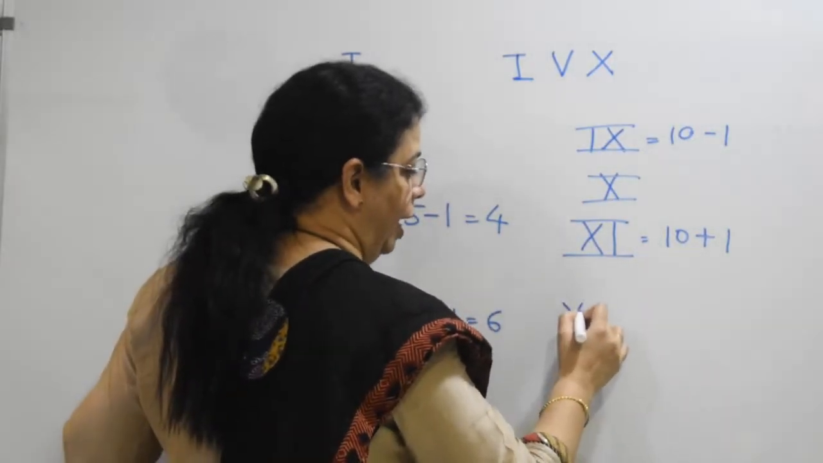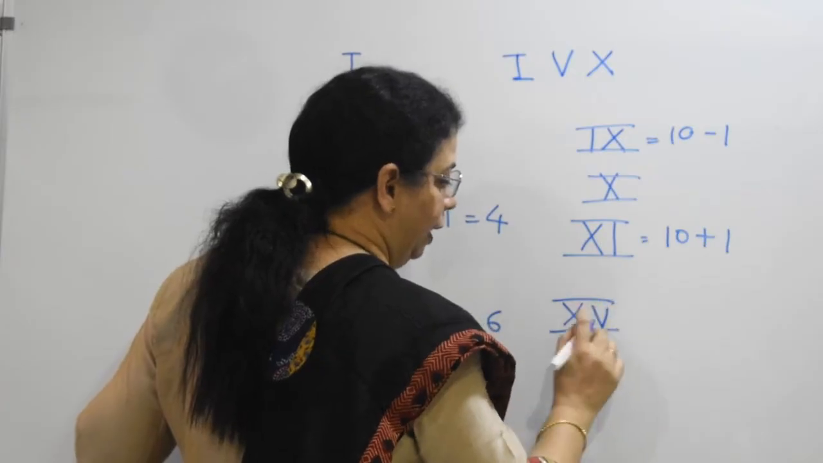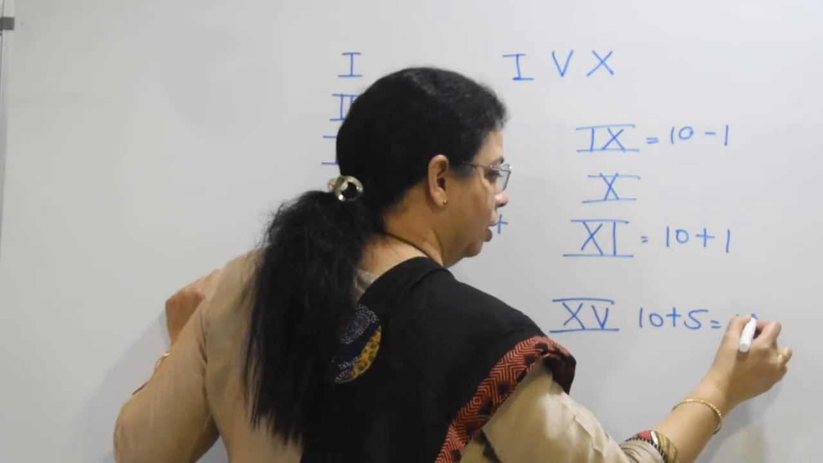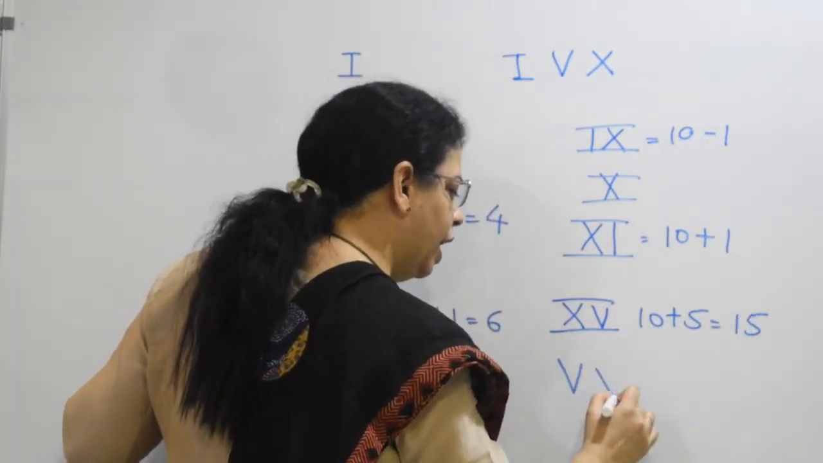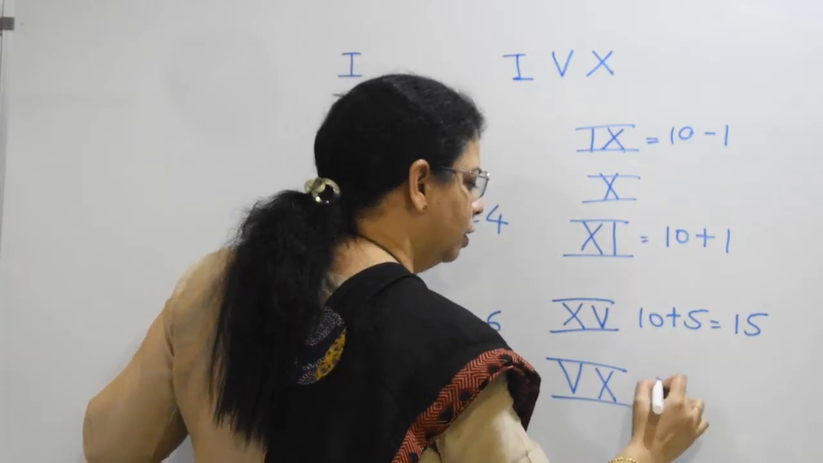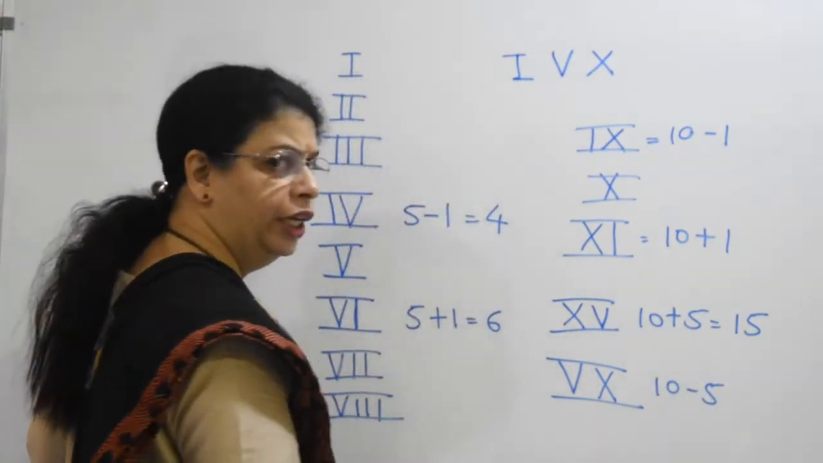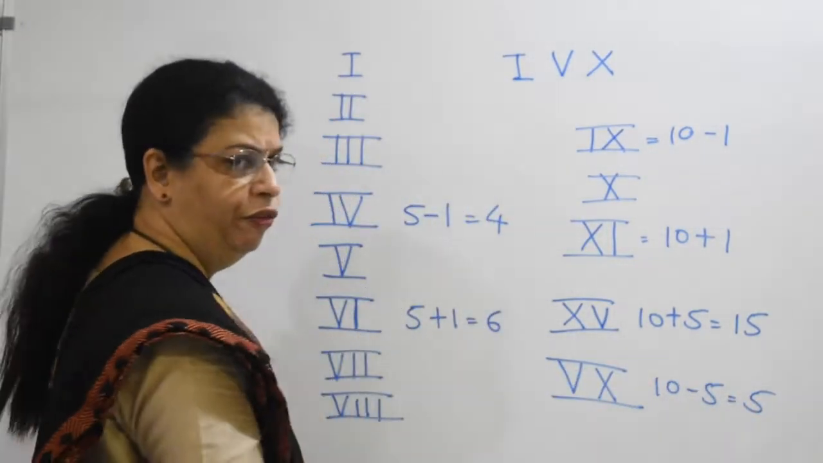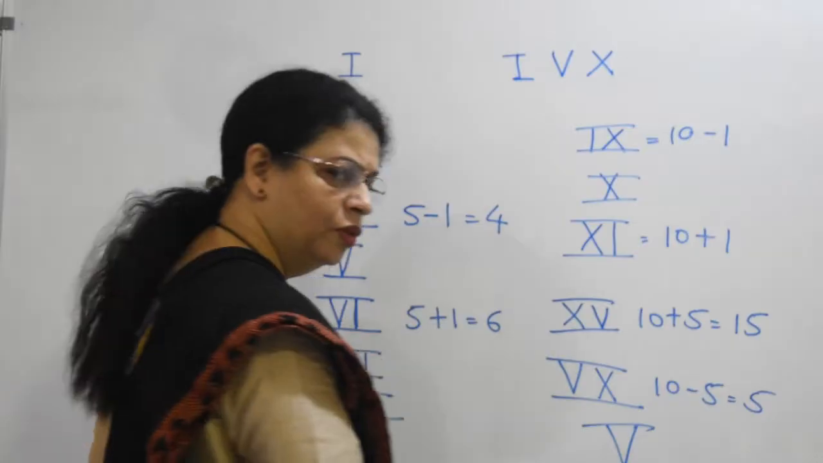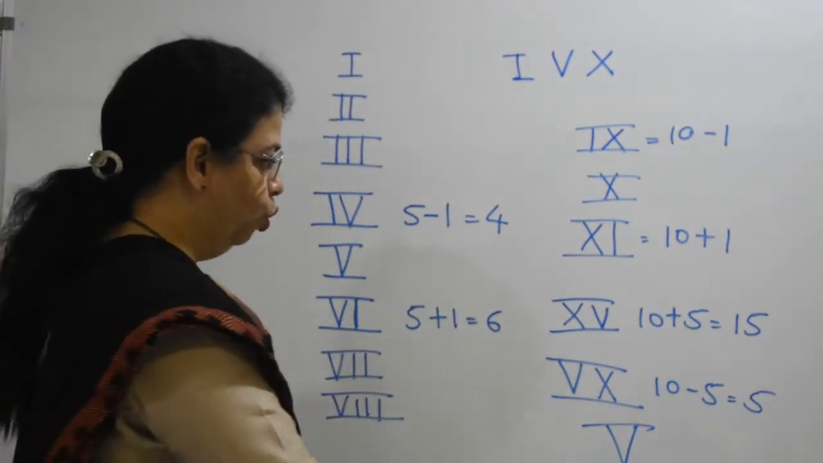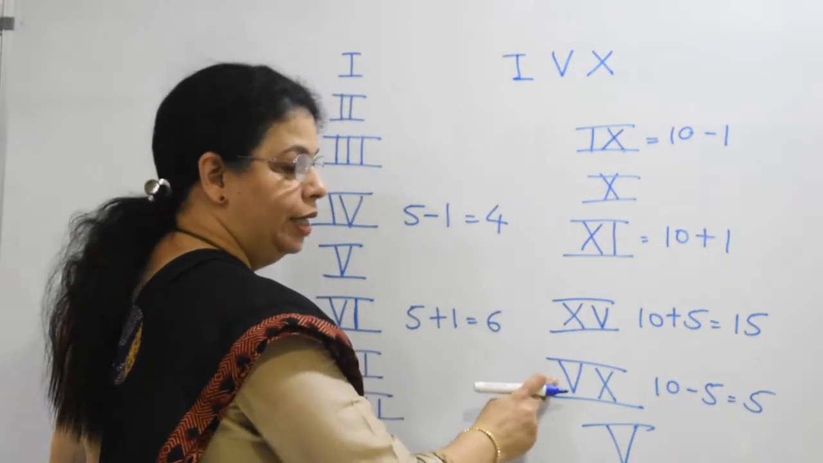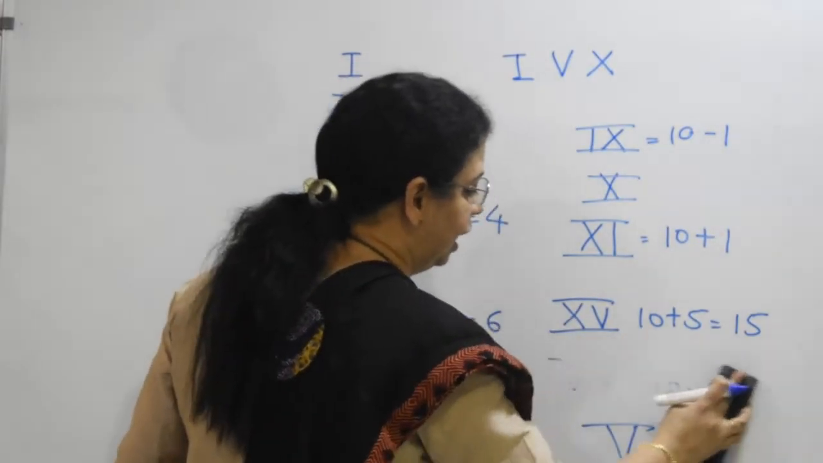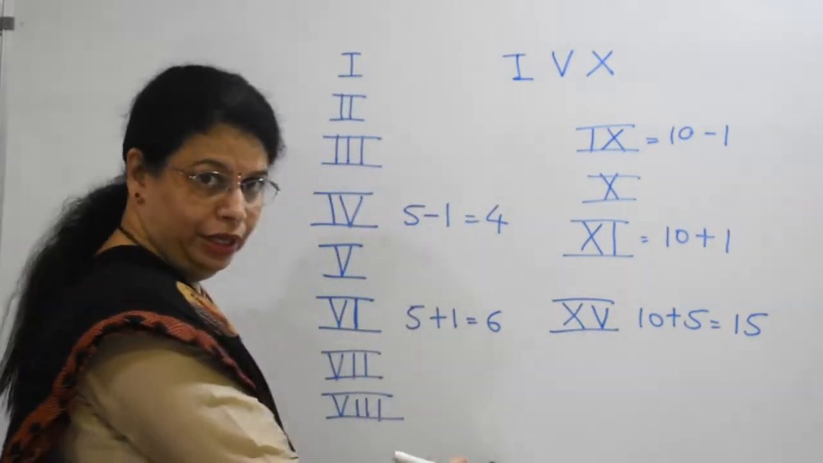See, X, V. This must be 10 and 5. 10 plus 5, that is 15. Why can't I write V and X? This is 10 minus 5. Why am I saying it is wrong? Why do I need these 2 letters to write 5? We have a ready-made V, isn't it? We can use V as 5. So, V never occupies the left side of the bigger number. It always comes to the right side of the bigger number. Remember that, okay?